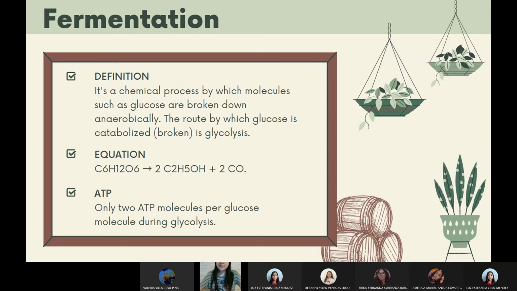Next, we are going to talk about fermentation. Fermentation is a chemical process by which molecules such as glucose are broken down anaerobically. The route by which glucose is broken down is glycolysis, and the equation consists of 1 mole of glucose turning into 2 moles of ethanol and 2 moles of carbon dioxide, producing 2 moles of ATP in the process.